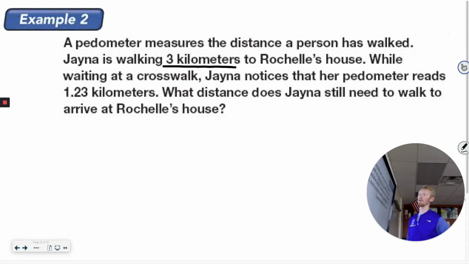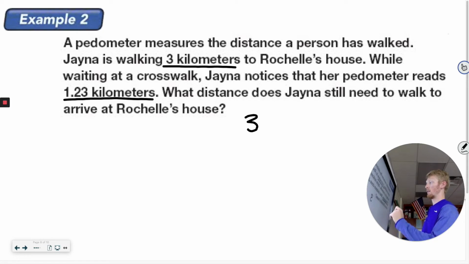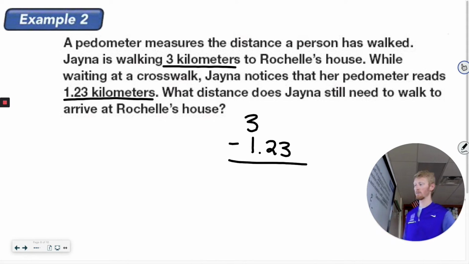So Rochelle lives 3 kilometers away. And so far she's walked 1.23. So we need to find how much more distance does she need to walk. So I have 3 and I have 1.23. Now you'll notice again, this time, I've got the whole numbers lined up. Just add a decimal and 2 more zeros, because 3.00 is the same value as just 3. And then it's a little bit easier to do your subtraction problem. You can go ahead and try it on your own.